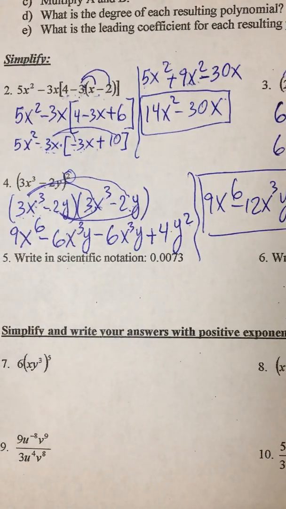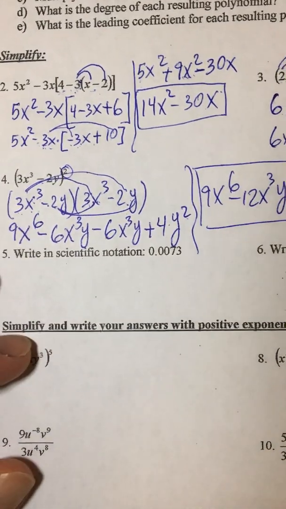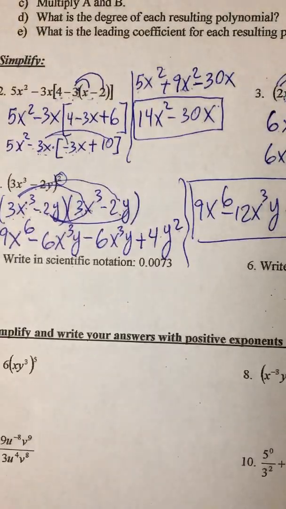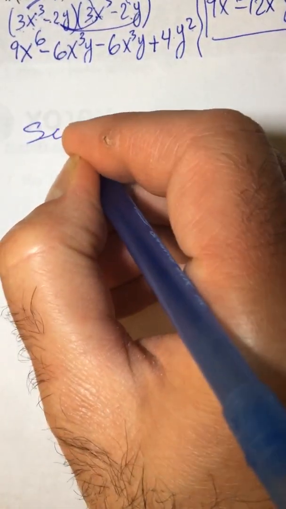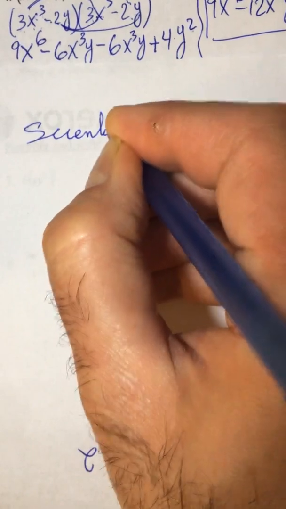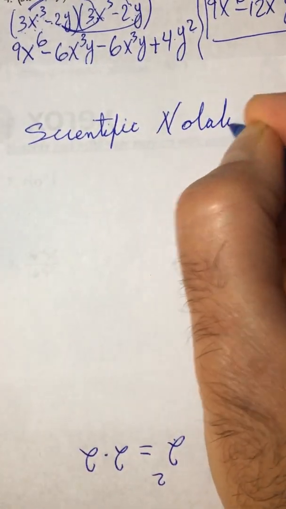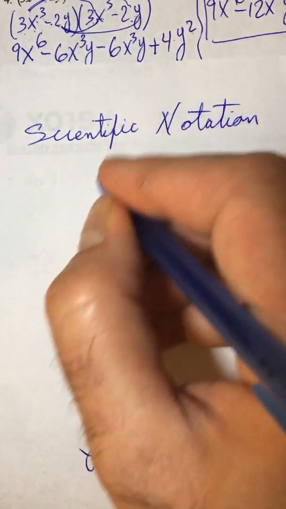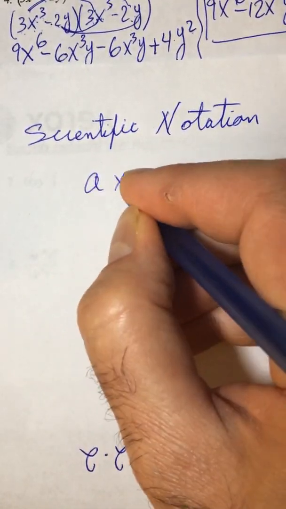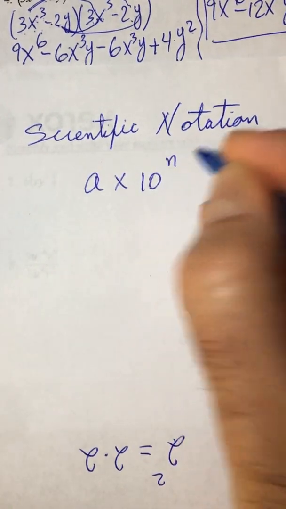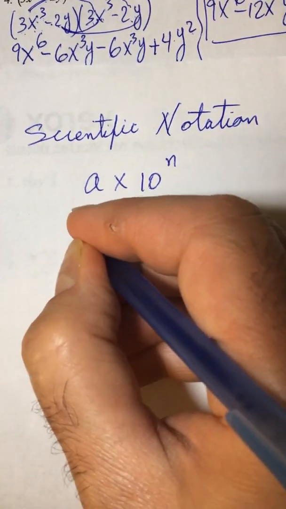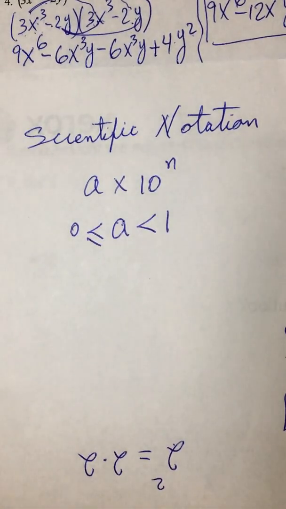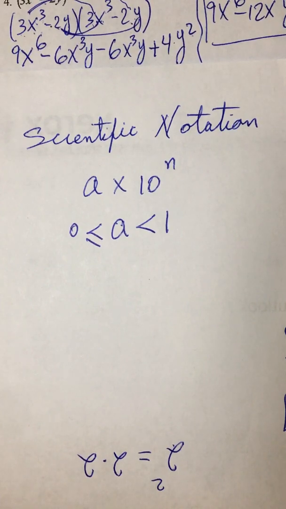Okay, now let's talk about scientific notation. Let me write it over here first. Scientific notation is written in this form: a times, that's times, not x, 10 to the power of n, where a is any number between 1 and 10. It could be a 1 itself. Okay.